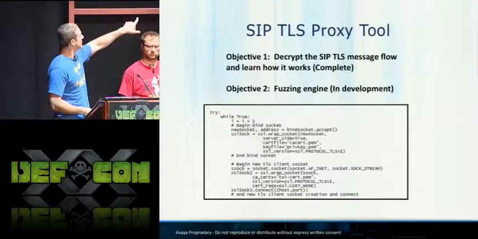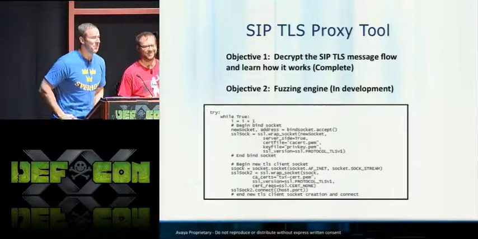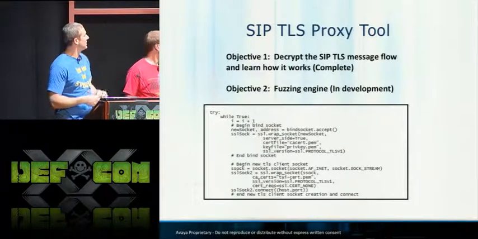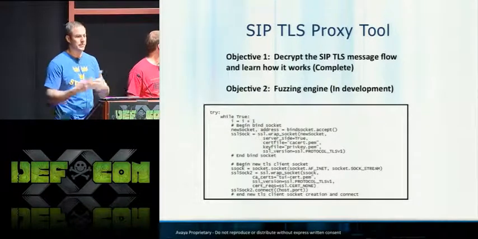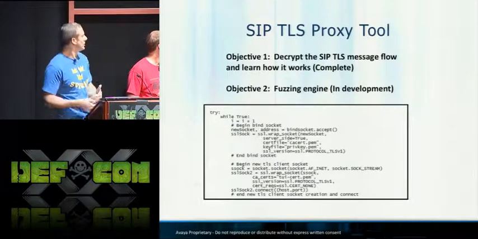Objective 1 was to decrypt the SIP TLS message flow and learn how it works. That's complete. That's up on the Enumerator SourceForge website. You can go to enumerator.sourceforge.net.